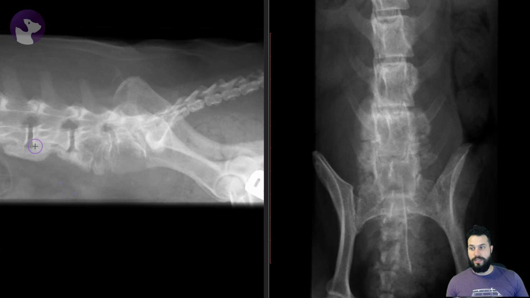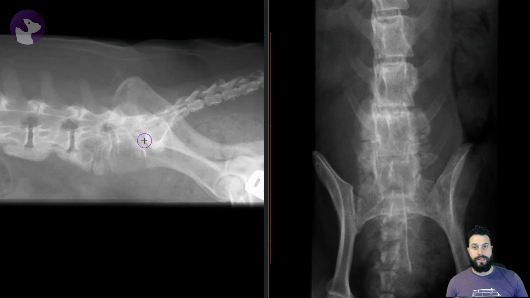So what we should be seeing is a nice ventral cortical margin of the vertebra, and in this region here, and in this region here, that has become lost. So this is evidence of vertebral body lysis in this patient.